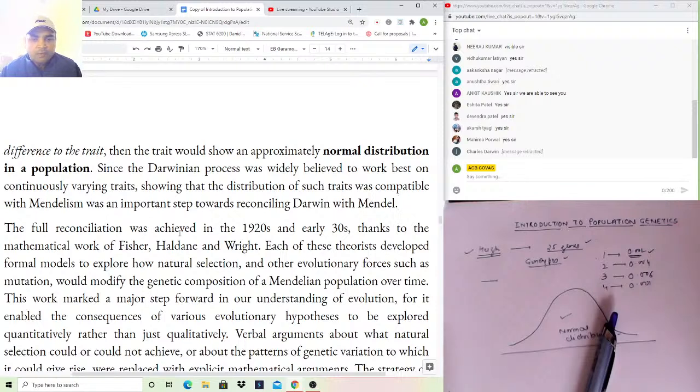Now we have gone up to the point in history where we have reconciled Darwin with Mendel, and how biostatisticians ultimately found the underlying principle of how Mendelian genetics can be applied over a population.